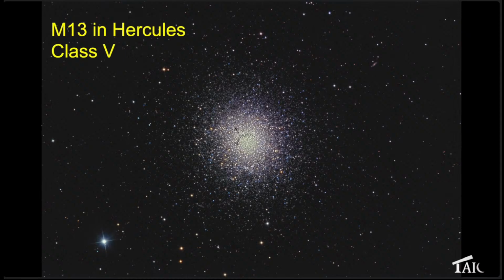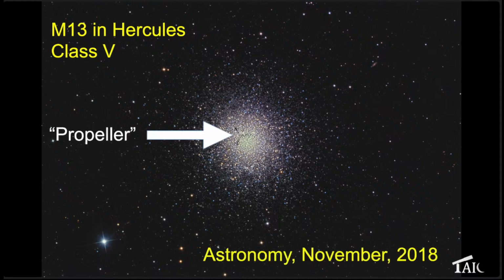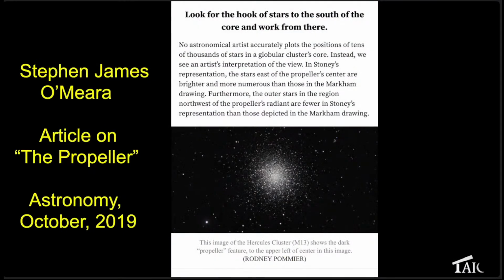But he said, I just pulled dozens and dozens of images of M13 that have been submitted over the years, many by astrophotographers I'm sure you know, and you're right. None of them show the propeller as beautifully as yours does. So he said he did publish it in the November 2018 issue of Astronomy because of the emphasis that I had of the propeller in this image. And then a little over a year later, Stephen James O'Meara, who writes a monthly article in Astronomy magazine, wrote an article on the propeller. And they used my image a second time because it shows the propeller well.